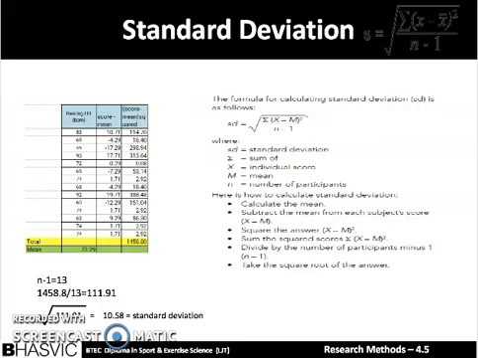Therefore, we can do 1458.8 divided by 13, which will equal 111.91. All that's left to do is to square root that. So the square root of 111.91 is 10.58, which will equal the standard deviation in this case. And obviously I mentioned previously that standard deviation is basically just how much the values deviate from the mean of a set of data.